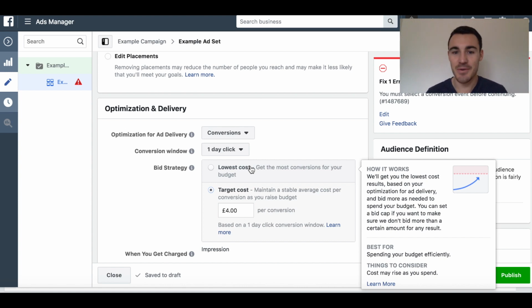Just fantastic results. But then two weeks later, leads are costing $20, and they're going, what happened? Hope you may be able to combat that by selecting target cost.